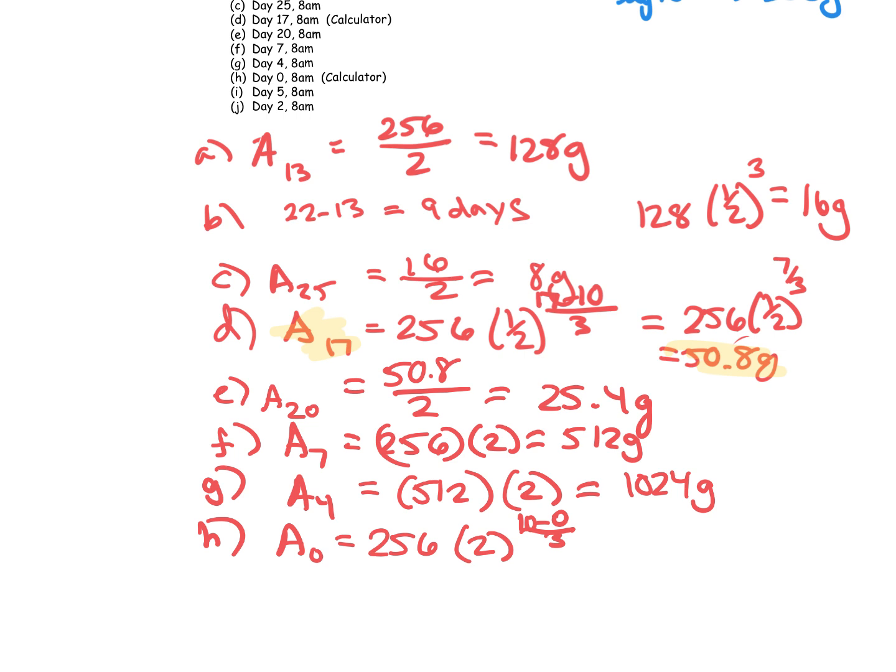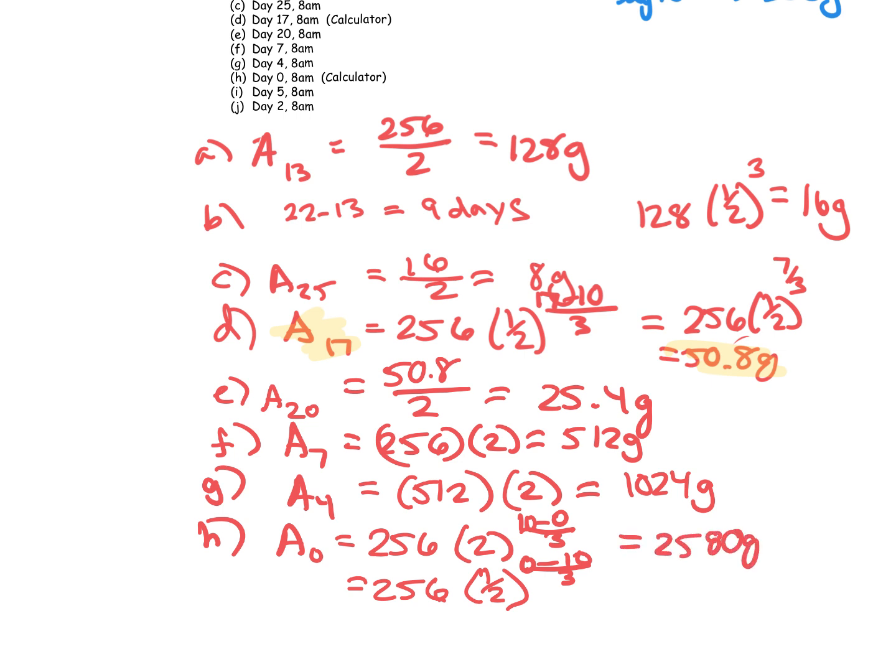Or if you didn't quite want to work with 2, and instead wanted to work with a half, you could still do a half, but then you would do the current time minus my reference, over 3. So you'd be doing 1/2 to the negative 10/3, which, by the way, is the same thing as 2 to the 10/3, because 1/2 to the negative is the same thing as 2. So either way would work. Your answer here, again, this was a calculator one, is 2580 grams.